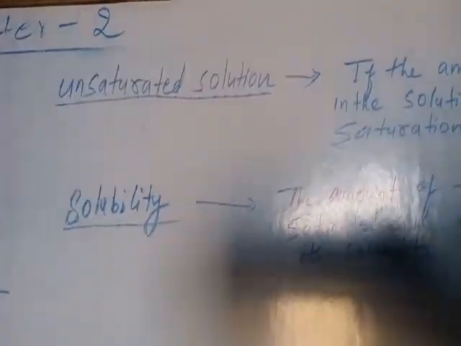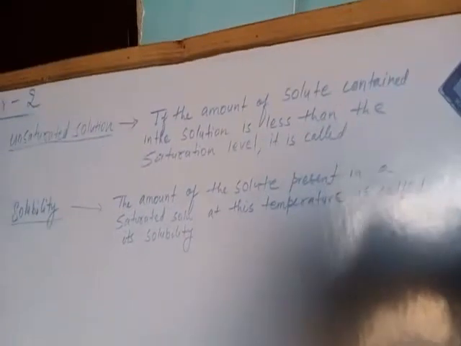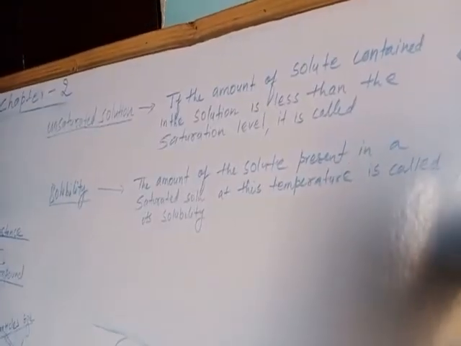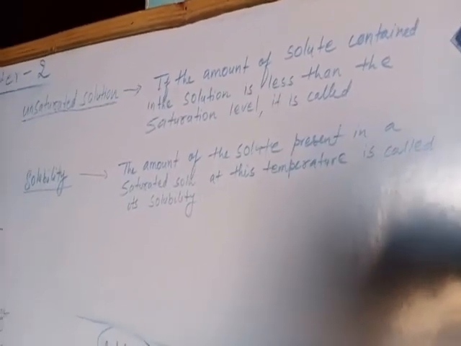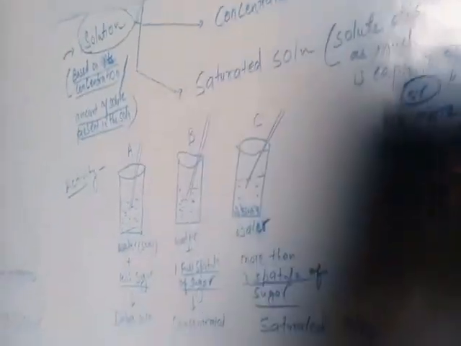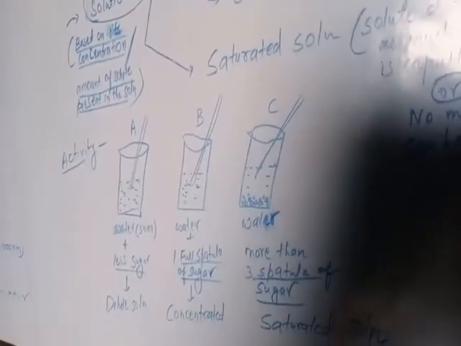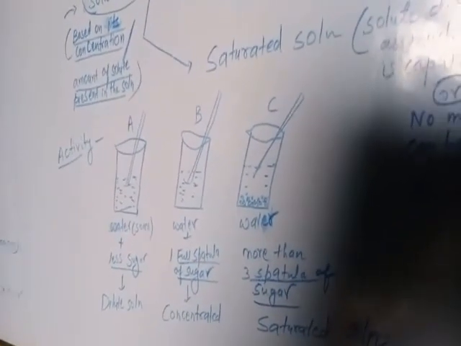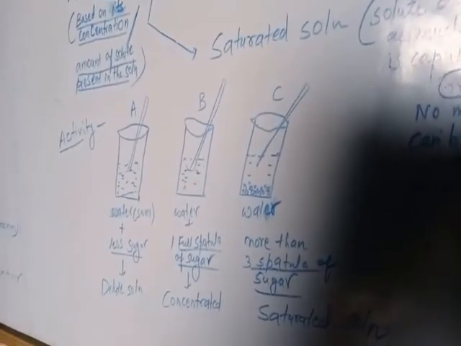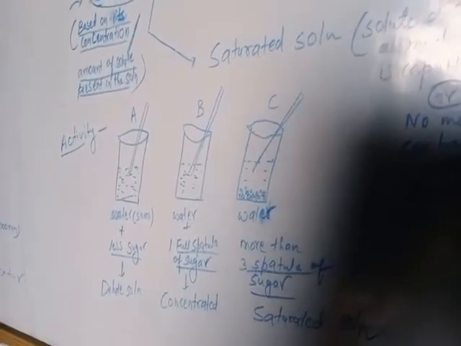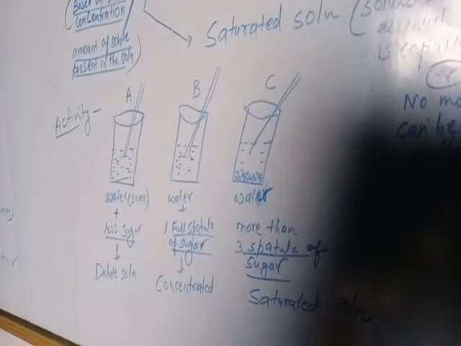Okay, so likewise we can also define solubility. Solubility is the amount of solute present in the saturated solution at a given temperature, called the solution's solubility. So here we saw how much solute particle in 50 ml of water is capable of getting dissolved in the solvent. That shows the solubility of the solute particle in the solvent, or the solubility of the solution.